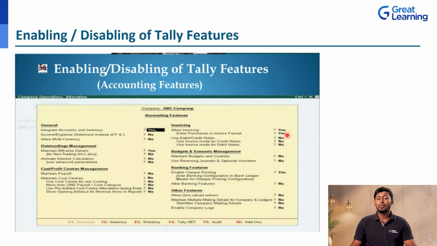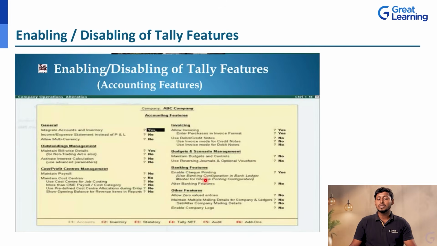For that we need to give Yes, because all the transactions need to be supported by a document, or by whatever invoices are there. So like that, for each individual thing we need to give the special features, required or not. Next, the budget and scenario management. In that, Maintain budgets and controls: No. If you require it, you can click on Yes.